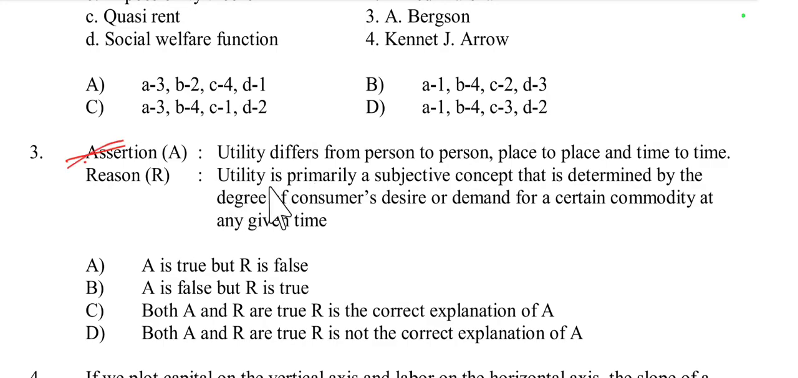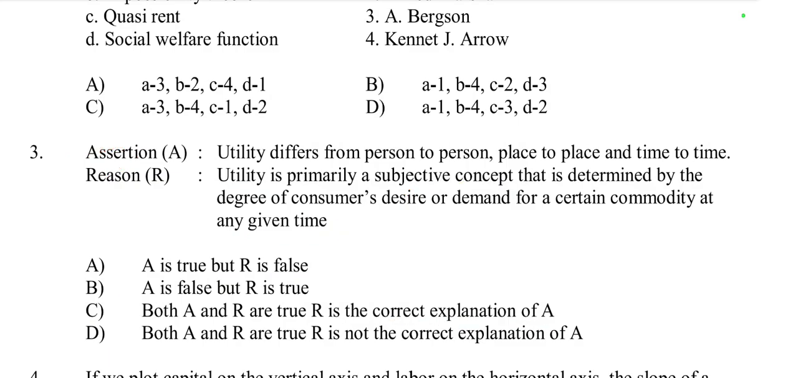This is correct. Then the reason is, utility is primarily a subjective concept that is determined by the degree of the consumer's desire or demand for a certain commodity at any given time. This is also right, because utility is a subjective concept. It depends on what time, what place or what type of person is demanding. So utility differs from person to person, time to time, place to place, and utility is a subjective concept. This is the correct reason for the assertion, and we calculate the utility at a particular given time. So the reason is also correct.